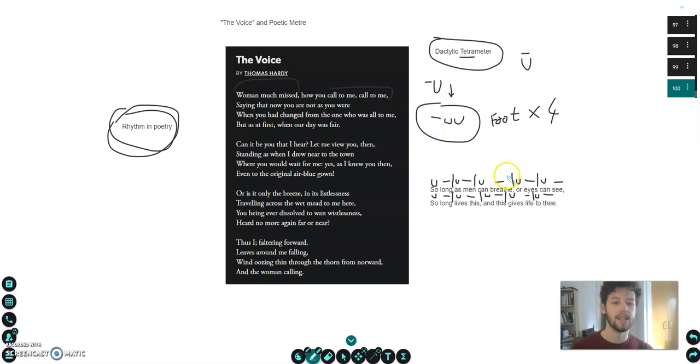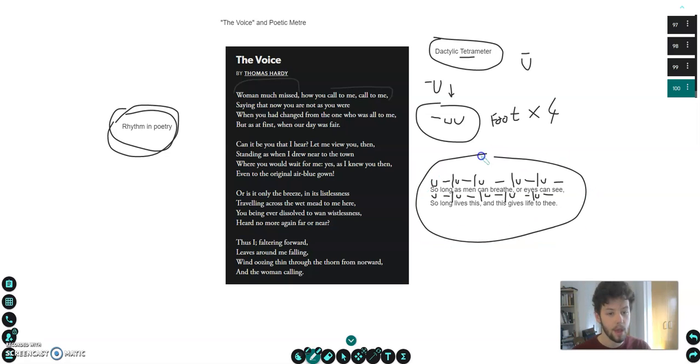Dactylic tetrameter is actually not the most natural way for English poetry to be spoken. A far more natural way is what we have here, which is favoured by Shakespeare, the Iambic Pentameter, and I'm sure you will have encountered that if you've ever studied Shakespeare. So this, from the sonnets, is in Iambic Pentameter. So long as men can breathe or eyes can see, so long lives this, and this gives life to thee. Ba-dum, ba-dum, ba-dum, ba-dum, ba-dum, ba-dum, ba-dum, ba-dum, ba-dum, ba-dum.